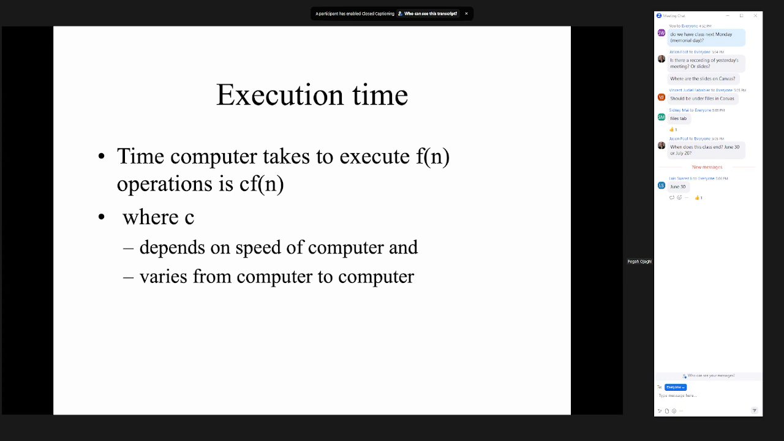Yeah, probably if you run it on your computer, it's faster than mine. But that c doesn't matter that much, because it depends on the speed of your computer and varies from one computer to another. So most of the time we drop this constant c, because we don't care about which computer. We are talking about overall which sorting algorithm is better.